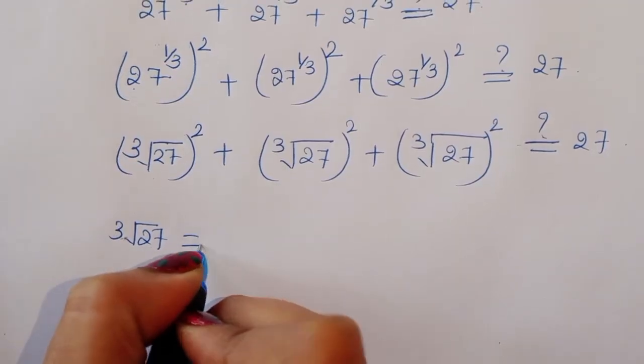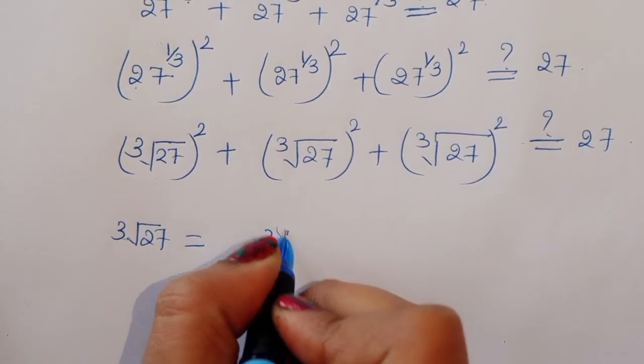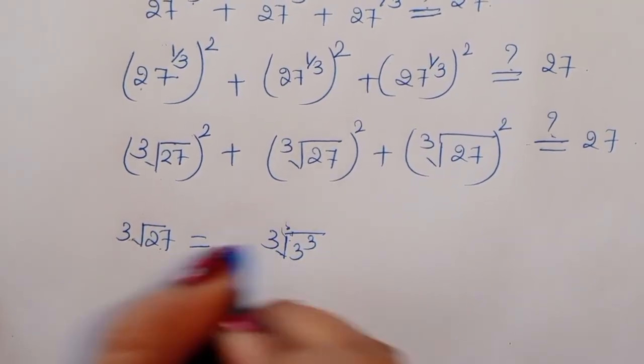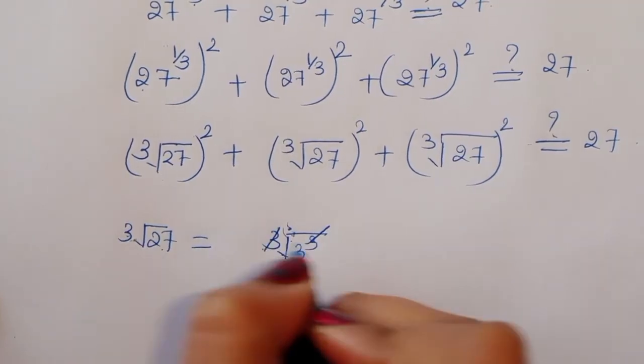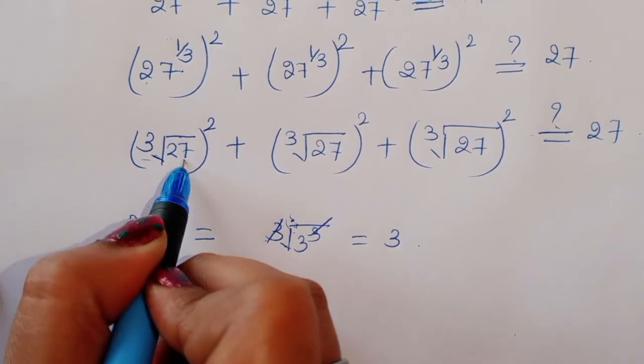Now we can write the value of the cube root of 27 equal to the cube root of 3 power 3. 27 is 3 power 3, and this is the cube root, so it will cancel, equal to 3. So the value of the cube root of 27 is 3.